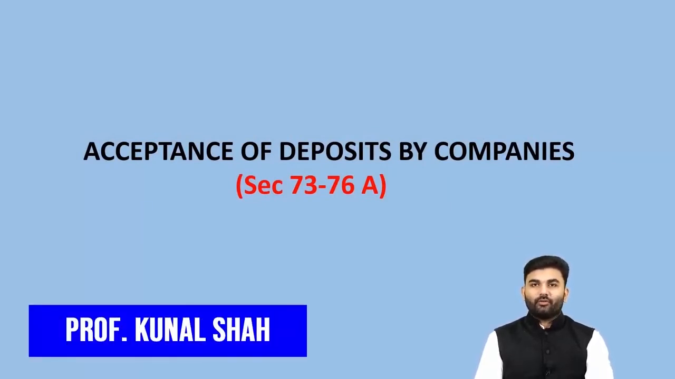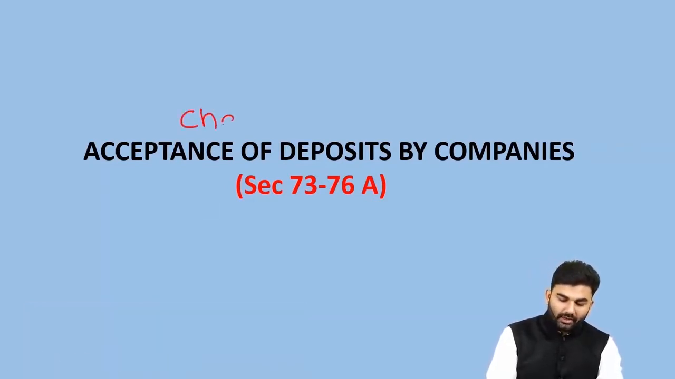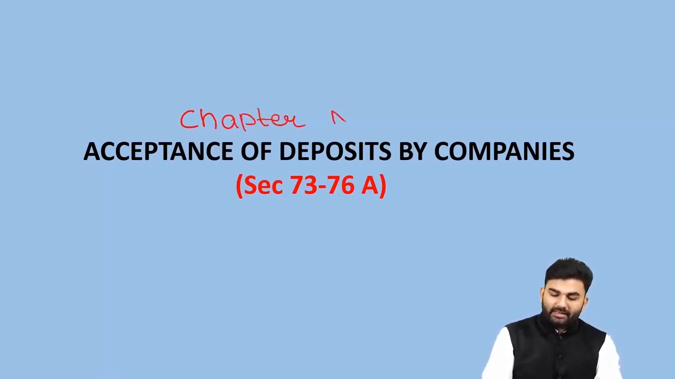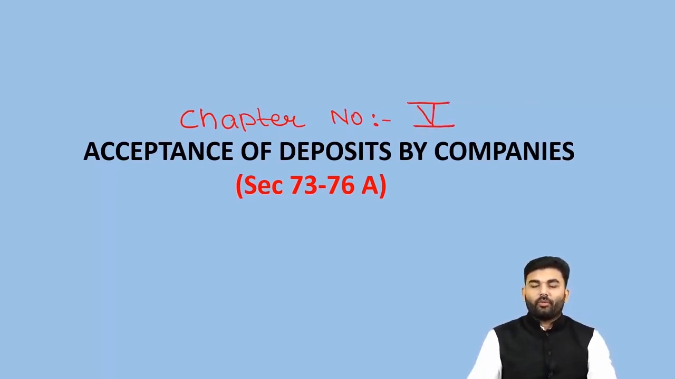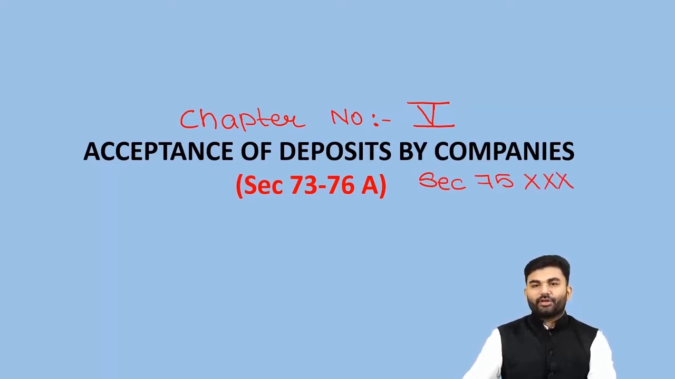Yes my friends, in this video we are going to revise chapter number 5 of Companies Act 2013. Chapter number 5 of Companies Act 2013 deals with the provisions towards acceptance of deposits by companies. Chapter number 5 covers the provisions from section number 73 up to section number 76A of Companies Act 2013. In this entire chapter number 5, section number 75 has been omitted from our syllabus.